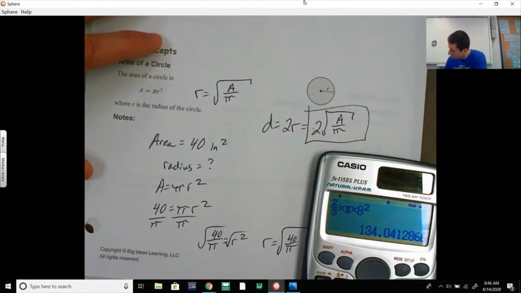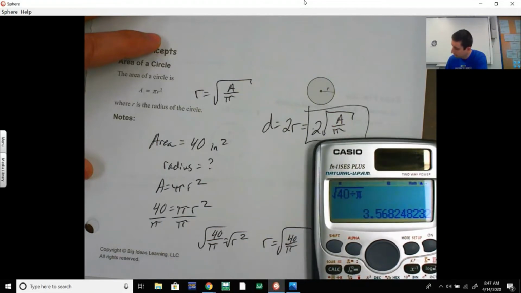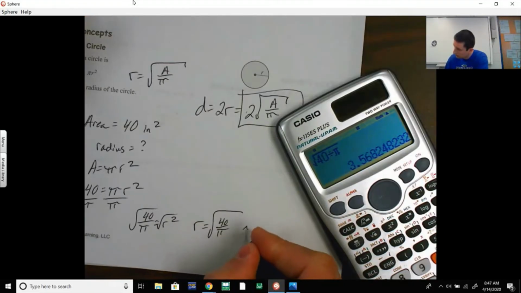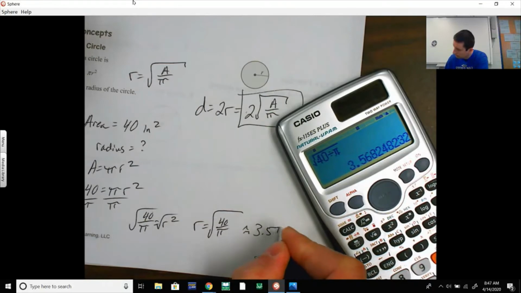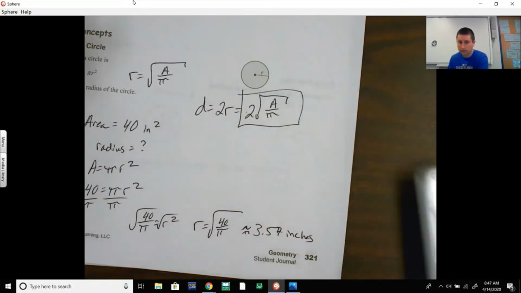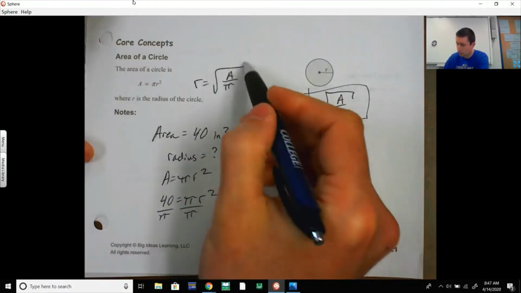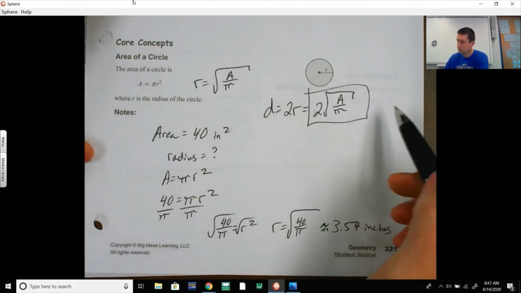So let's finish this up. We have the square root of 40 divided by pi, about 3.57 inches. So there's several formulas: a formula for area, a formula for the radius, and a formula for the diameter.